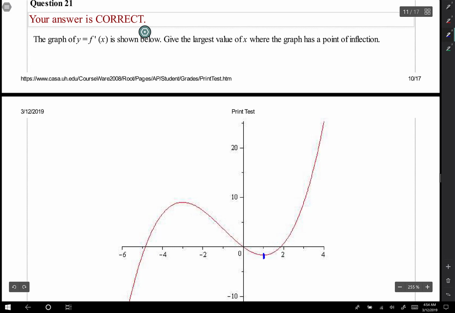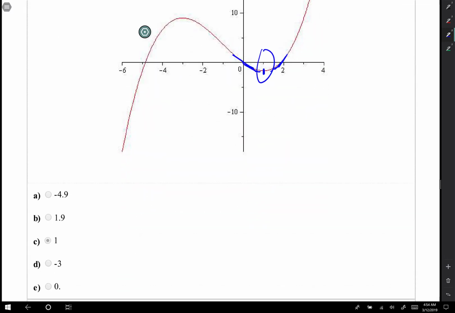So it looks like this one's the largest value of x because the more right you go, the larger the x value. See, I went from decreasing to increasing. F prime went from decreasing to increasing. So it looks like it's 1. And this person got it right. So let's see if it's 1 here. There you go.